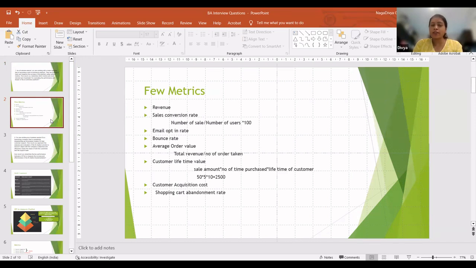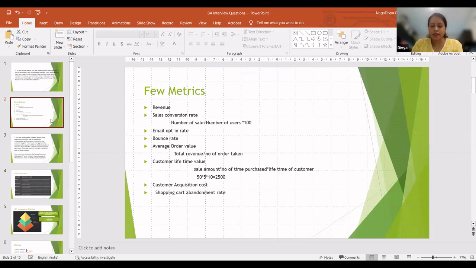Not only for the e-commerce business, for any business to understand its performance, how it is doing, revenue is the important metric that needs to be analyzed. Revenue is nothing but the total income that the company is generating by selling its goods and services. So when you compare the trends from previous year to this year, or from previous quarter to this quarter, we understand how our business is doing, and we can take necessary corrective actions and measures based on those interpretations. Sales conversion rate.